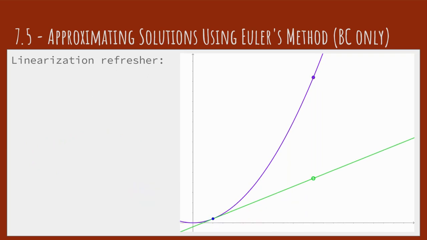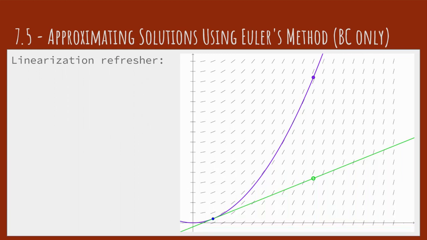The problem with linearization is, even though it's usually pretty good around the point of tangency, it is not very good when we get further away from the point of tangency. So what we want to do is come up with a way to take into account that the slope is changing as the x values change. Even though the slope here might be roughly maybe 1/2, the slope is increasing and getting bigger and bigger as we move to the right. Euler's method is an approximation method that takes that into account.